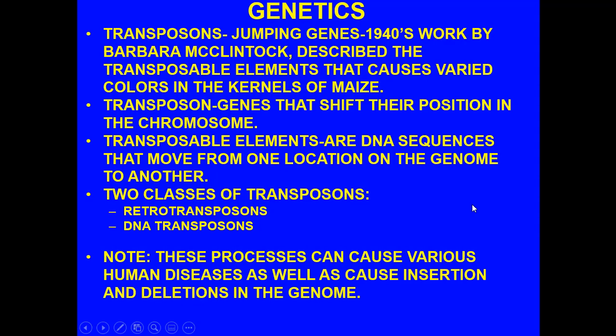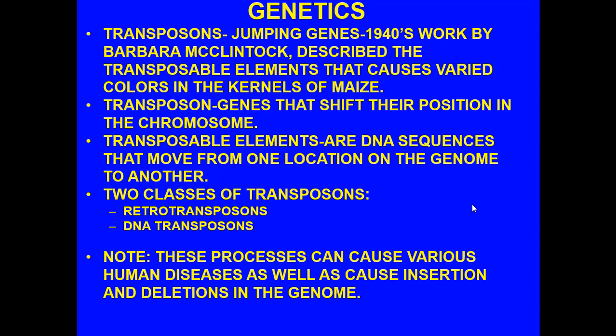Finally, we get into transposons, referred to by some as jumping genes. Now, in 1940s, work by Barbara McClintock described the transposable elements that cause various colors in the kernels of maize. You ever seen this? You have all sorts of different colors. Each kernel may have differing colors. Each kernel itself may have several different colors.